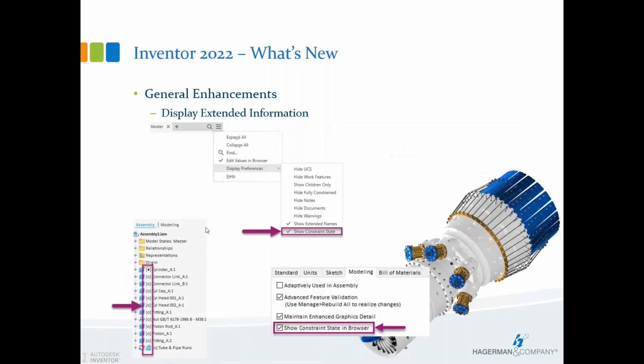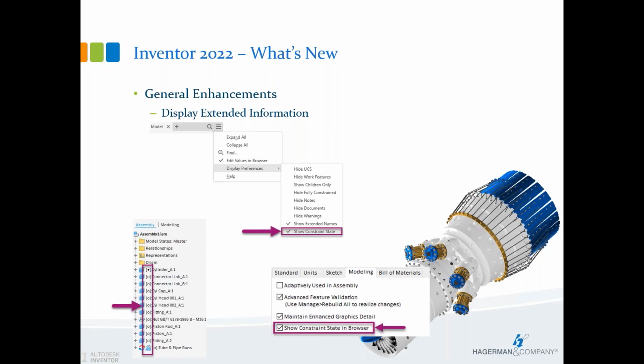And so where the enhancement comes in is now we're extending this to the assembly environment. So same location, or I'm sorry, in the model browser, the little hamburger menu, display preferences, show constrained state. Now what this does is this gives us these little glyph indicators here on screen. The full circle, fully constrained. The empty circle or the hollow circle still has degrees of freedom. So without turning on the degrees of freedom, we can see that that is there.